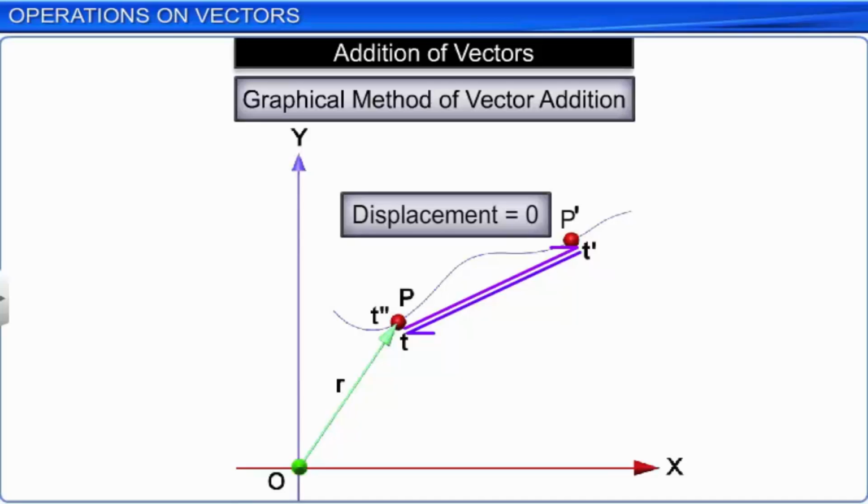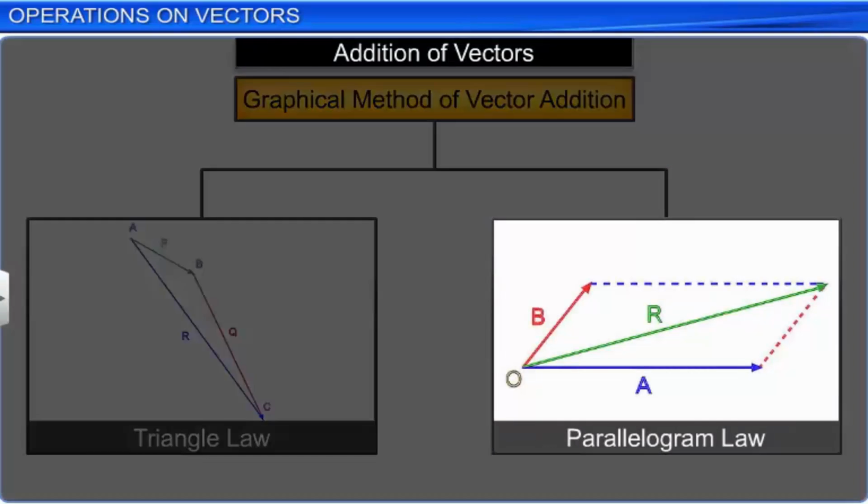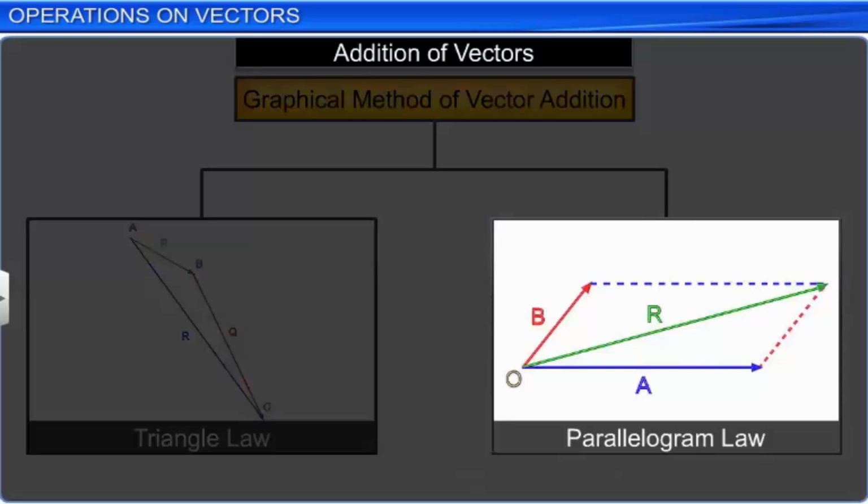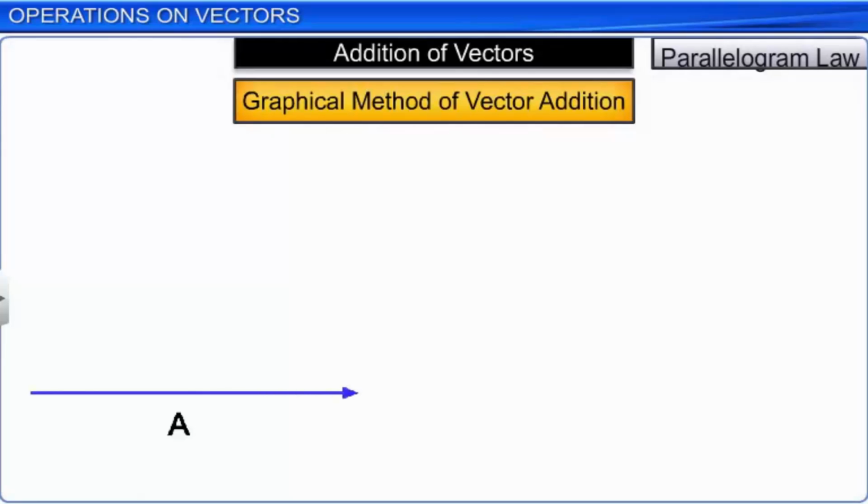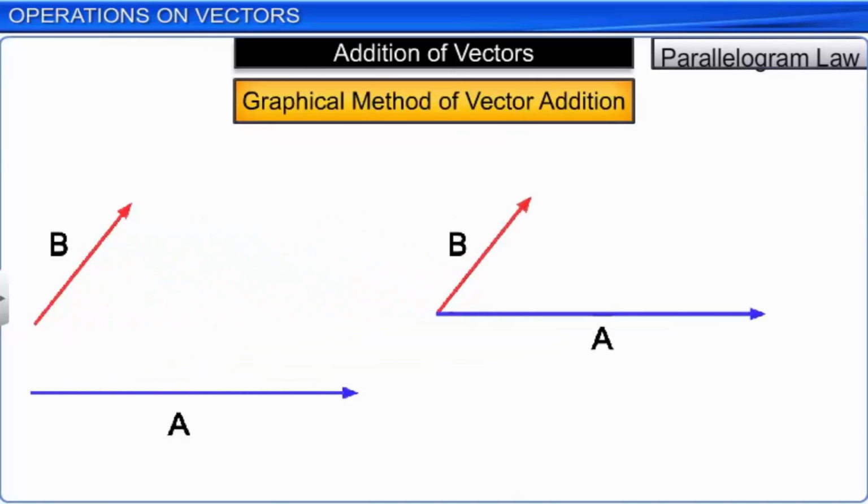Now let us discuss the parallelogram method for the addition of vectors. Consider vectors A and B, which are to be added. Redraw the two vectors with their tails coinciding at a common origin O. Complete the parallelogram by drawing parallel lines. Then, draw a diagonal passing through O. At the end of this diagonal, display an arrowhead. The diagonal represents the resultant vector R.